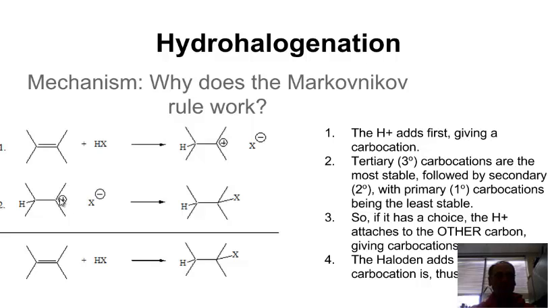If this has to be secondary, because there's no choice of forming a tertiary, then it will form a secondary carbocation. And if it finally has no choice other than to be primary, it will of course form a necessarily primary carbocation.